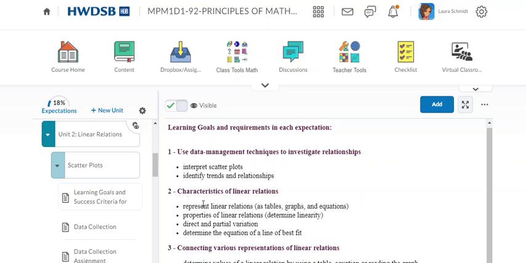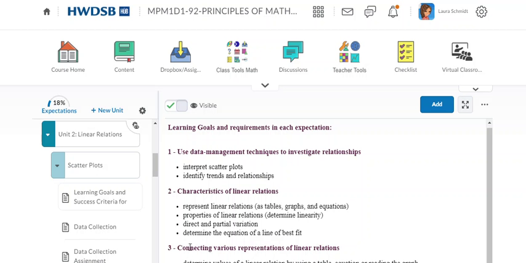Okay, so then step 2, we're going to look at characteristics. So we're going to represent linear relationships as tables, graphs, and equations. We're going to look at properties of them. We're going to look at direct and partial variation, which is like, does it go through 0 or does it not? Does it have an initial value?